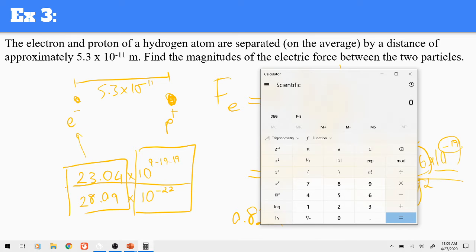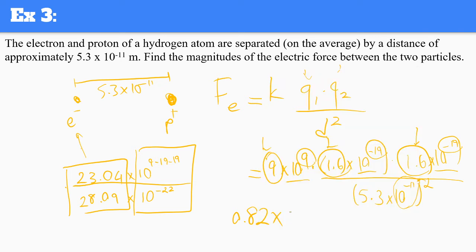So negative 22 in the bottom is going to go to the top as positive. Then all we need to do is basically add the powers. So plus 9 minus 19 minus 19. And negative 22 in the bottom is going to become upstairs as positive, so plus 22. So as you can see, our final number is negative 7. So it's going to be 10 to the power of negative 7.